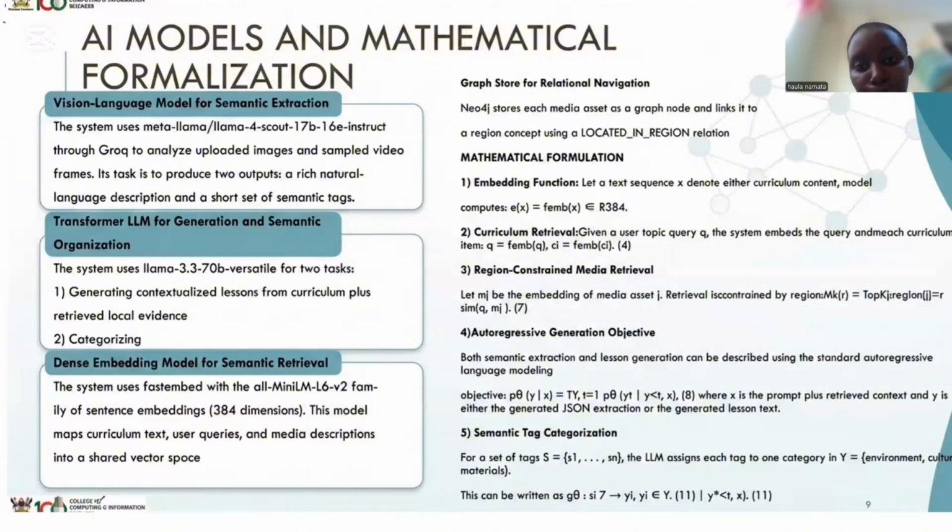Then for the mathematical formalization, the embedding function mathematically transforms the curriculum and multimedia data into dense vector representations. The retrieval functions compute the semantic similarity between the queries and education artifacts. The region-constrained retrieval ensures generated education content remains geographically and culturally grounded. For the autoregressive generation, the lesson generation follows an autoregressive probabilistic modeling objective. The next generated token is conditioned on the retrieved semantic evidence, the prior generated tokens, and the curriculum context. This strengthens the factual consistency and the pedagogical validity. The mathematical formalization was therefore used to establish the computational foundations to enable trustworthy semantic retrieval and grounded educational generation.